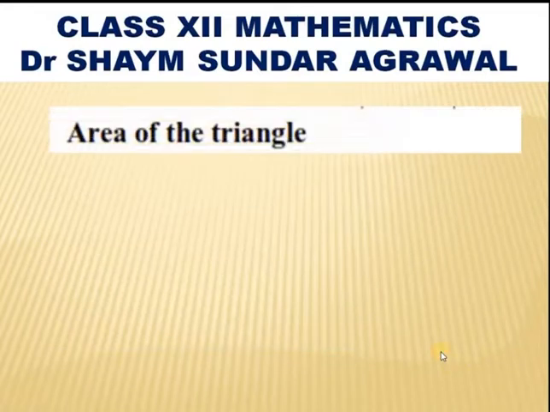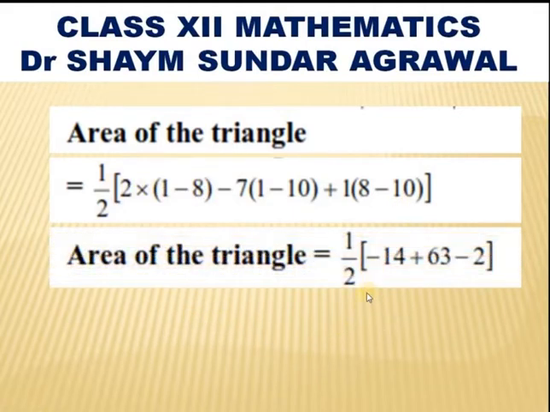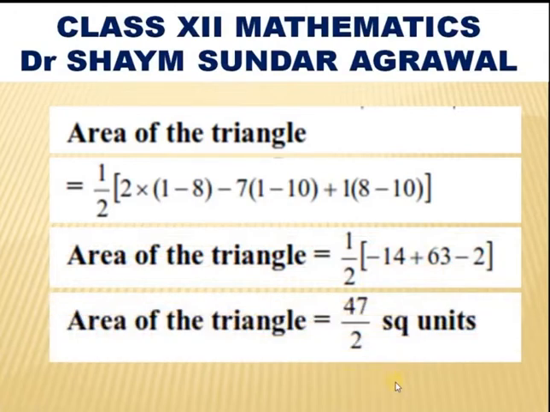So, the area of the triangle is, according to the first row, half into the determinant: 2 into (1 minus 8), minus 7 into (1 minus 10), plus 1 into (8 minus 10), which is equal to half into (minus 14 plus 63 minus 2), which is equal to 47 by 2 square units. And I think you know how to evaluate 3 cross 3 determinants. I am just giving a simple example of how to find the area of a triangle.